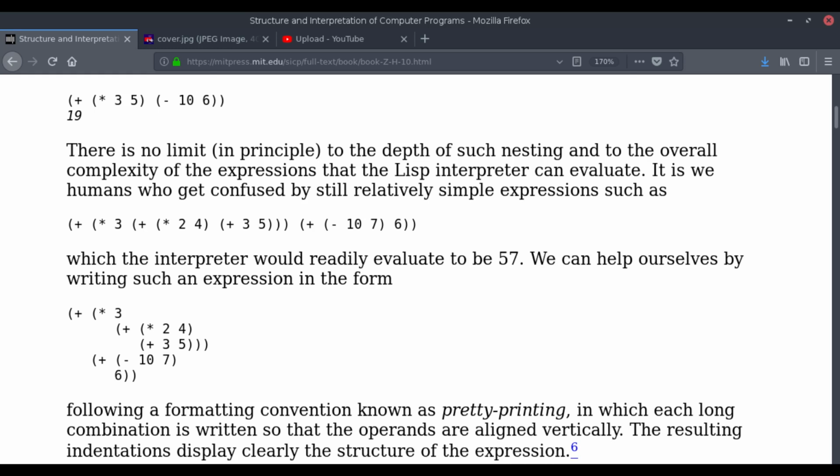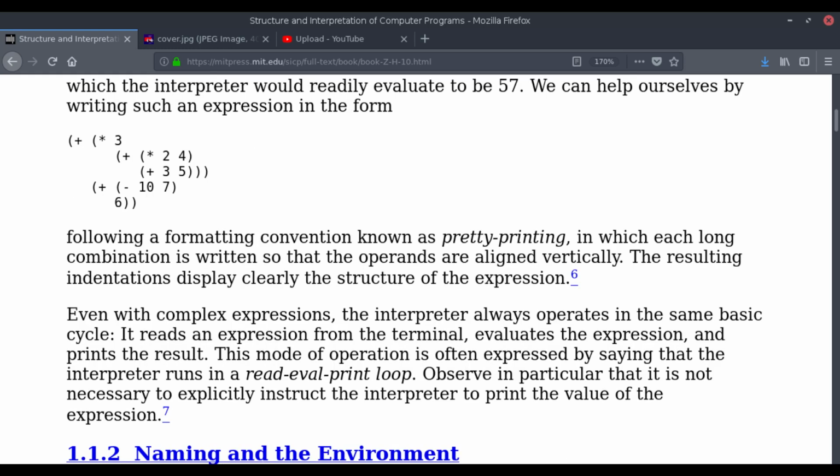We can help ourselves by writing such an expression in this form, following a formatting convention known as pretty printing, in which each long combination is written so that the operands are aligned vertically. The resulting indentations display clearly the structure of the expression. Even with complex expressions, the interpreter always operates in the same basic cycle. It reads an expression from the terminal, evaluates the expression, and prints the result. This mode of operation is often expressed by saying that the interpreter runs in a read-eval-print loop. Observe in particular that it is not necessary to explicitly instruct the interpreter to print the value of the expression.